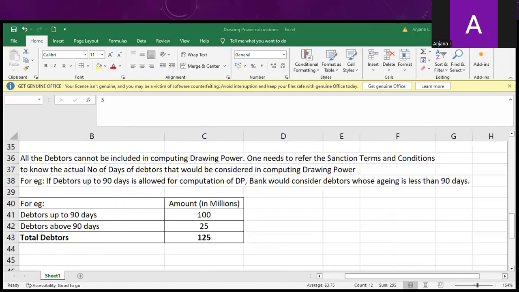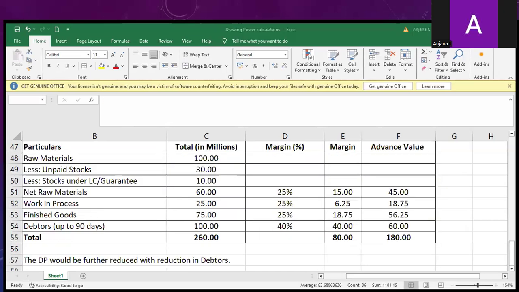As far as debtors are concerned, one needs to refer to the sanction conditions to know the actual number of debtors that would be recognized in computing drawing power. If debtors up to 90 days are allowed for computing DP or drawing power, the bank should consider those debtors whose age is less than 90 days. For example, if total debtors in the above case is 125 and assuming debtors up to 90 days are 100 and debtors above 90 days are 25, then we need to take into account only debtors up to 90 days, which is nothing but 100 in this case.